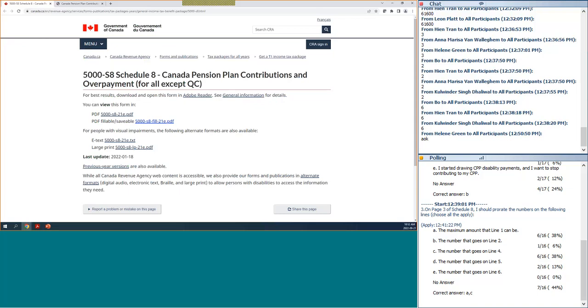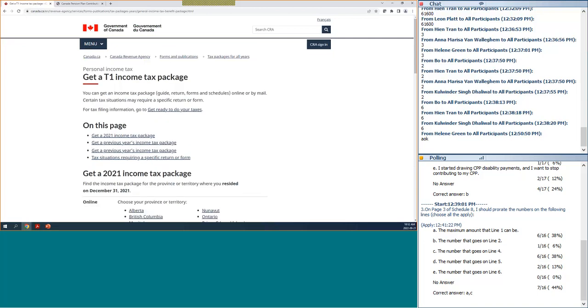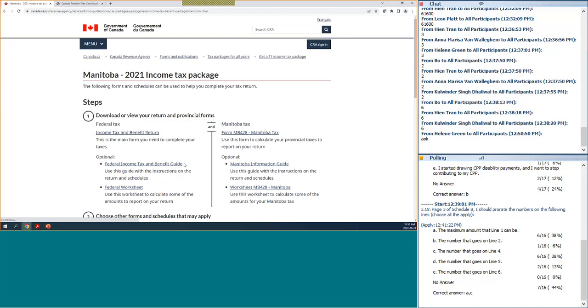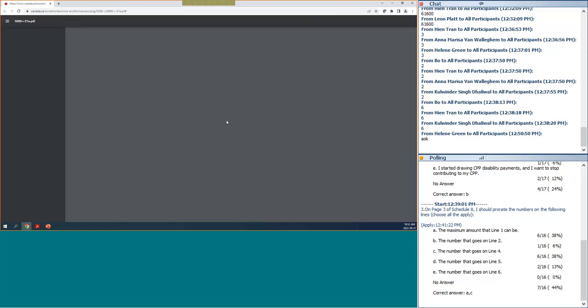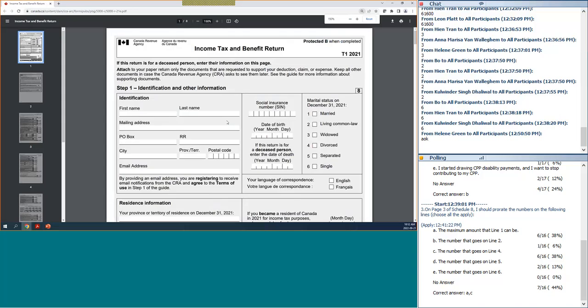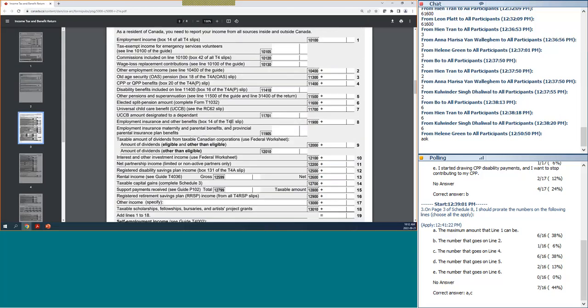I did have a tax package open, but I've clicked on the wrong button. So I'm going to pull up for you my tax return here. And we're going to go find the page that has the tax brackets on it.